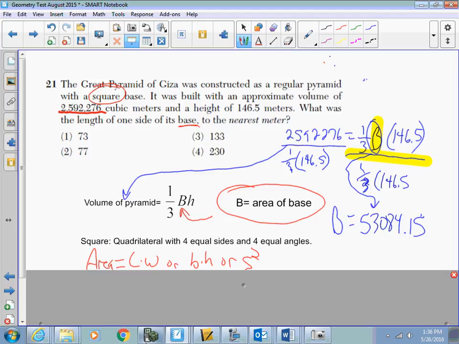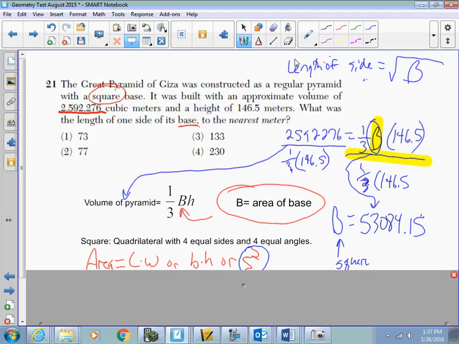Now, we're asked, what was the length of one side? Remember, this is a square. So whatever one length is, the other lengths have to be the same. So this is actually helpful to think about. One of the formulas that I talked about a couple minutes ago was S squared. In order to get the length of the side, instead of squaring it, if we know what the area is, we can take the square root. So the length of side is equal to the square root of big B.